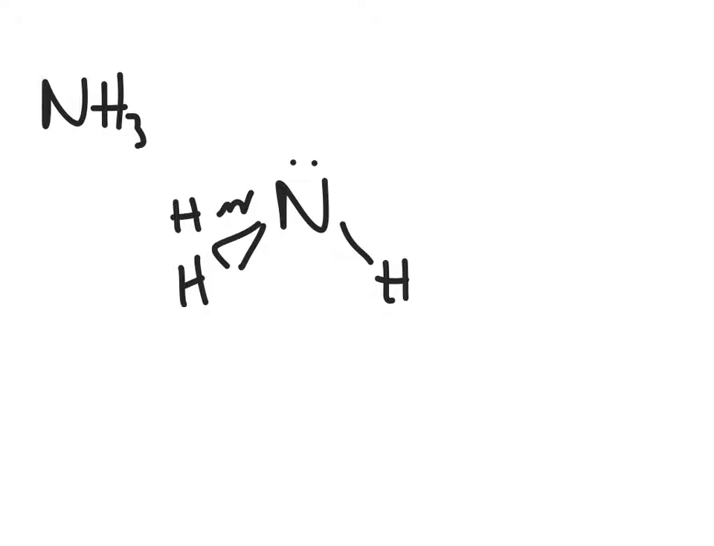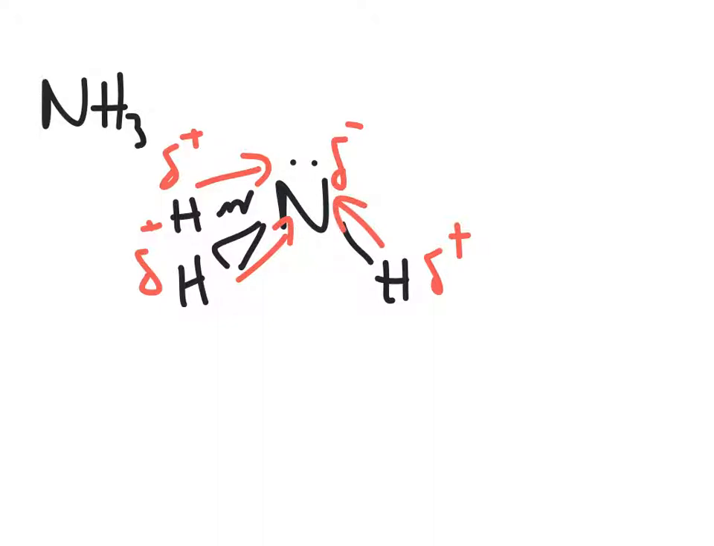Now I'm going to look at the electronegativity difference between each bond. All three bonds are the same, they're all nitrogen-hydrogen bonds, and you'll see that when you look at the electronegativity difference, nitrogen is more electronegative than hydrogen. So on each of these bonds, the electrons are being pulled towards the nitrogen. Since all those electrons are being pulled up towards the nitrogen, we are going to end up with a polar molecule.